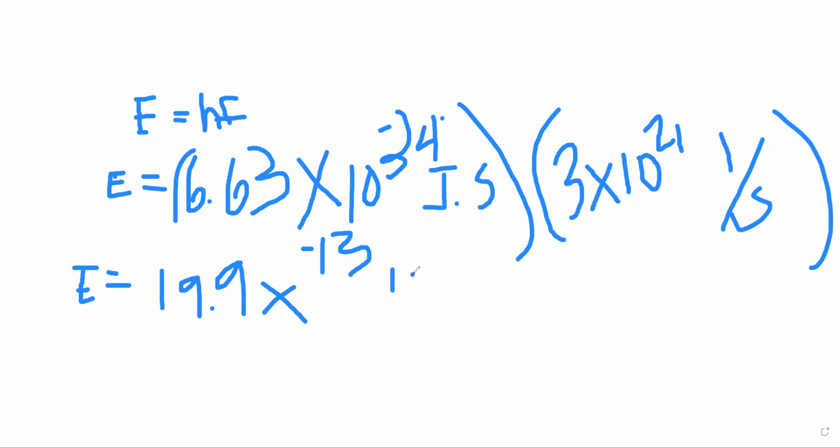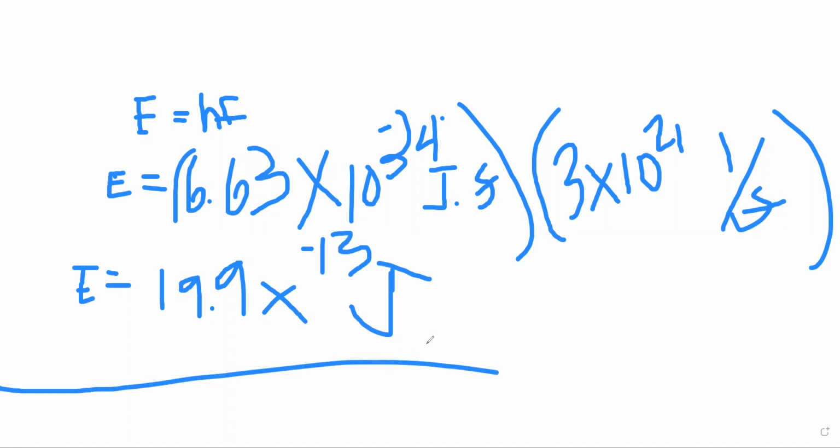The cycle, it cancels out the second. Now we have the joule. So it's the energy. Take note, the energy has its unit of joule. So we have this one. This is the right answer.